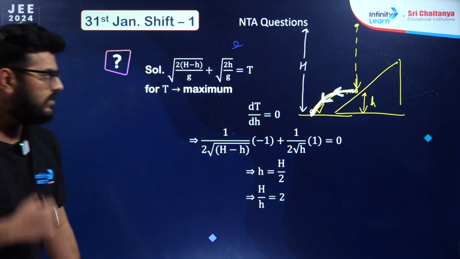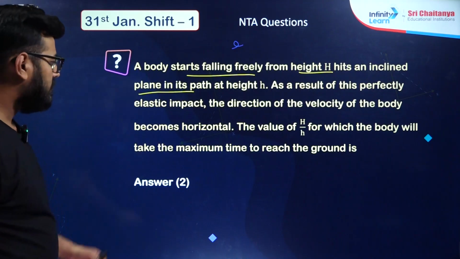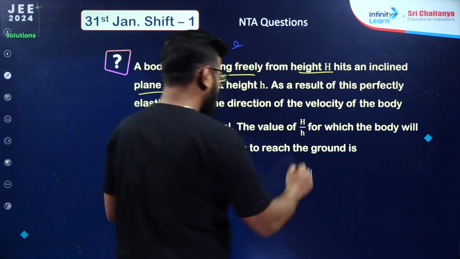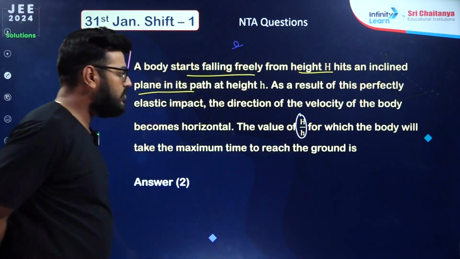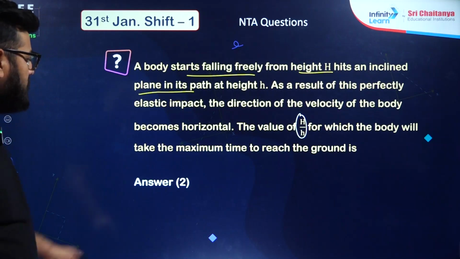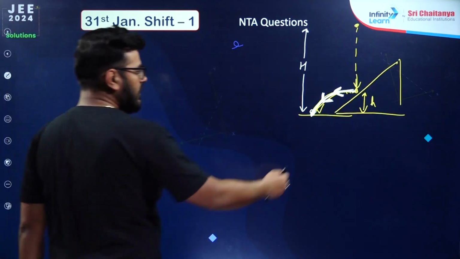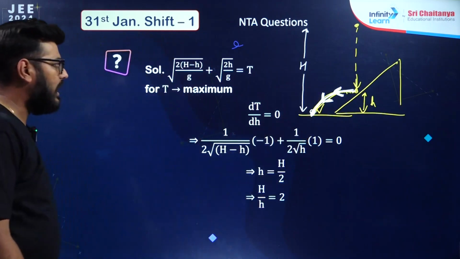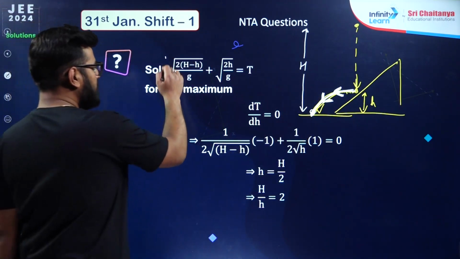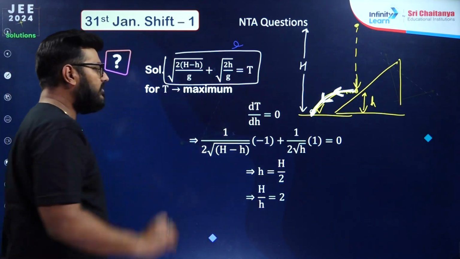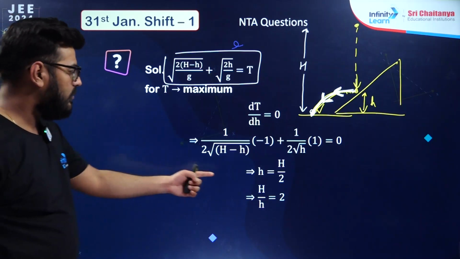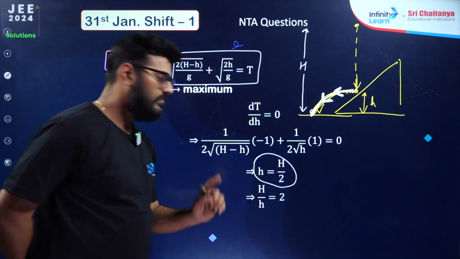We need to find out what? We need to find out the value of capital H is to small h, for which the body will take maximum time to reach the ground. So we need to first find out the value of time, right? Once you have calculated the value of time, which is going to be an expression over here, then you need to differentiate it. And upon differentiation, whatever is the value of h you will get, that is the answer.